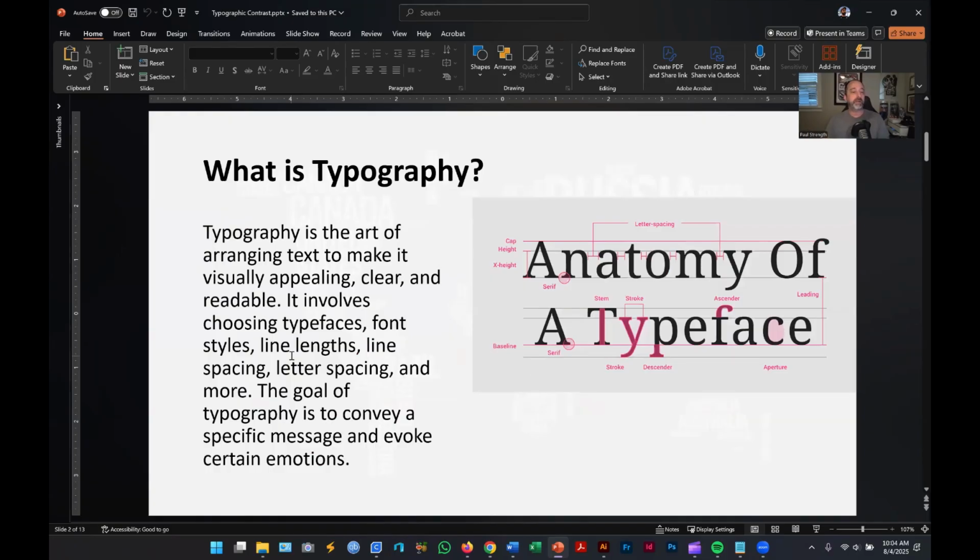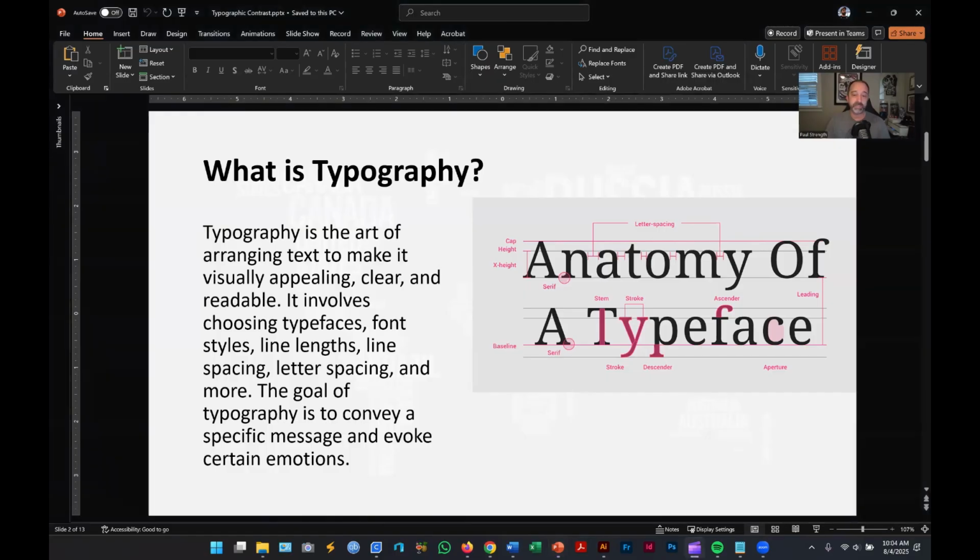So, first, what is typography? Typography is the art of arranging text to make it visually appealing, clear, and readable, which is really important unless you don't need it to be read. It involves choosing typefaces, font styles, line lengths, line spacing, letter spacing, and more. The goal of typography is to convey a specific message and invoke certain emotions. There are a lot of psychological aspects when it comes to typography and how we create things.